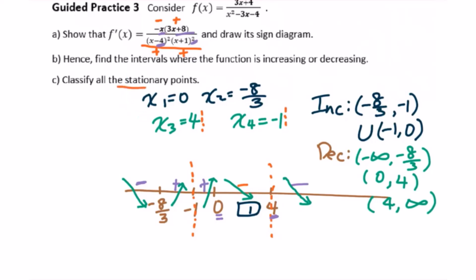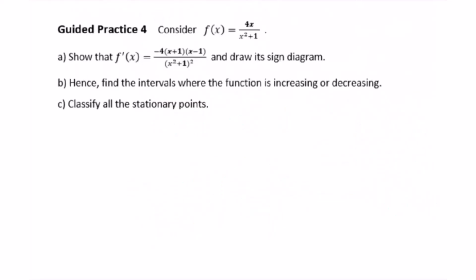For the stationary point, that means minimum, maximum, or stationary inflection. For vertical asymptote lines, nothing to do with stationary points. So just check this. This will be a minimum point. This 0 will be a maximum point at x equal to 0. Now let's go to guided practice 4.